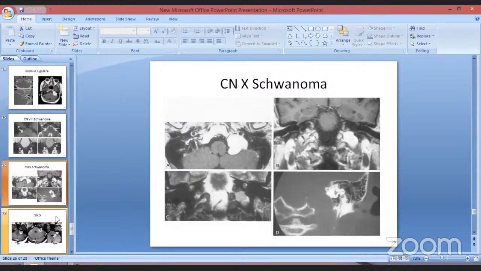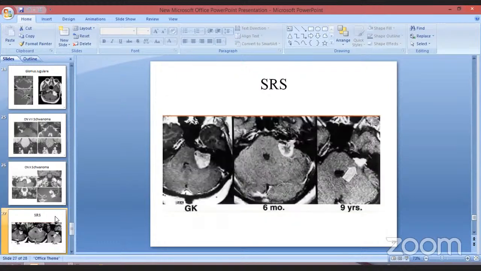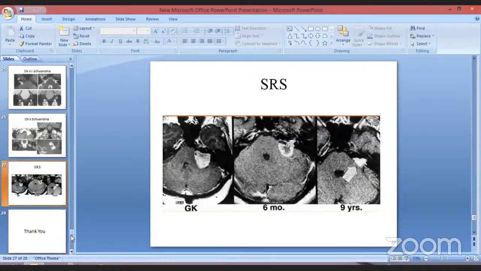After the start of radiosurgery, patients are now getting referred for radiosurgery. This is a case in which gamma knife was done, and after 6 months you can appreciate a slight decrease in the size of the tumor, and at 9 years, again, the tumor is still present. So I must say the gold standard for the treatment of these kinds of lesions is still surgery.